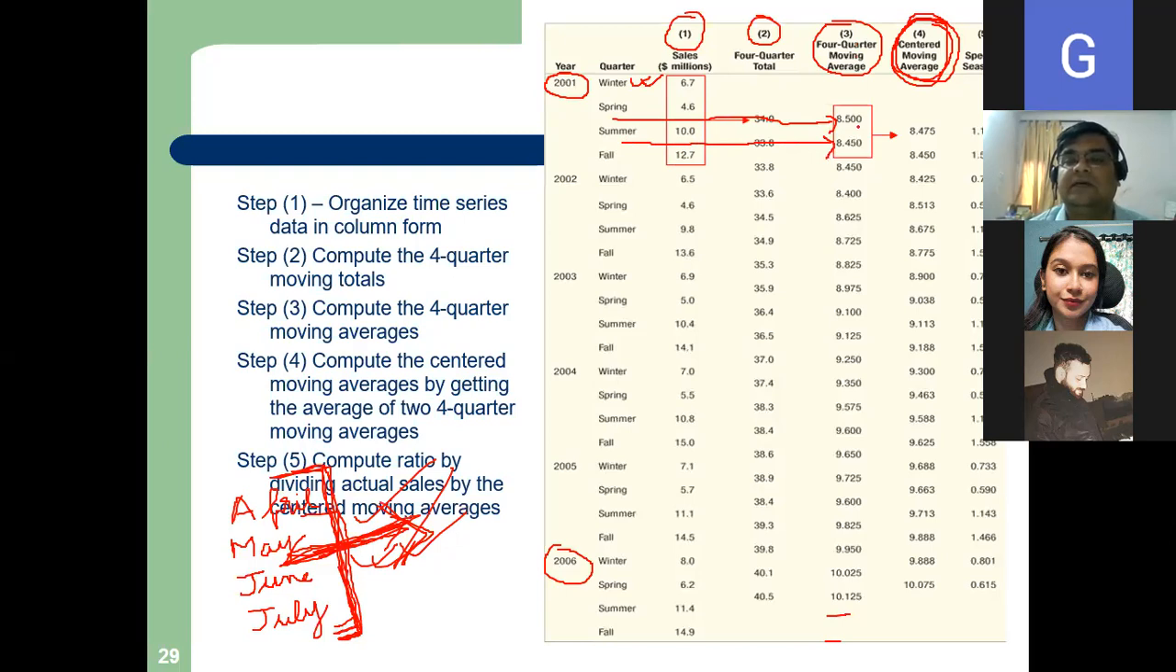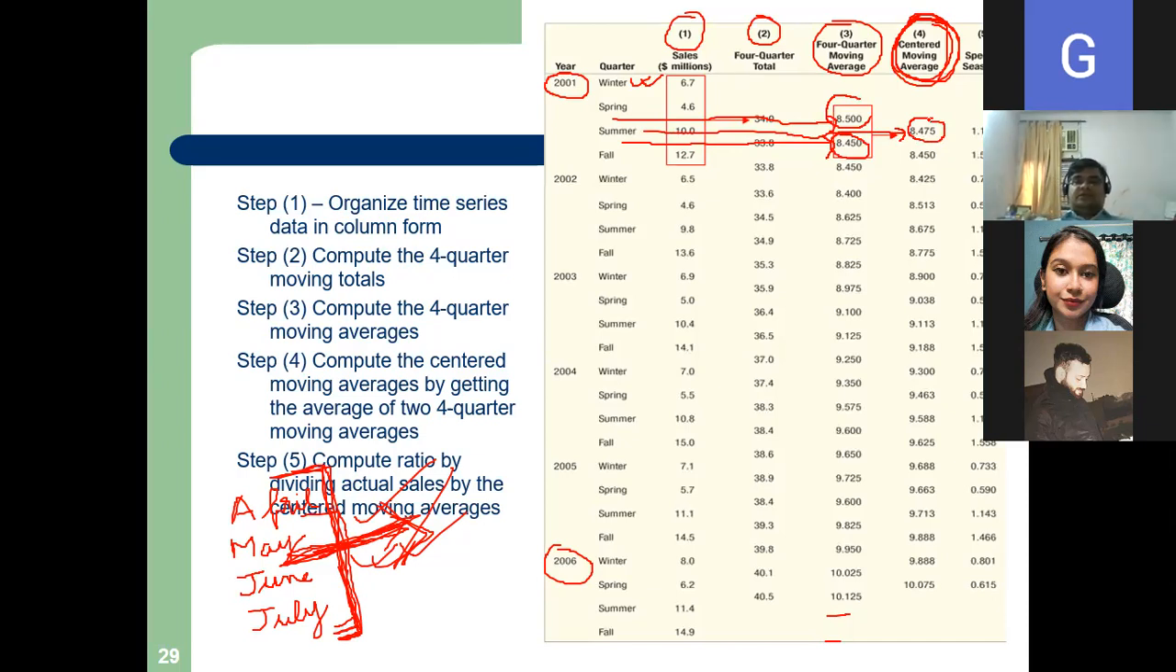Okay. Now in the 4th column, we do something which is called centering. So what we do, we take again the average of this 8.5 and 8.45. We take the average and we write where? We write it in the summer. That is 8.475. Is this clear?